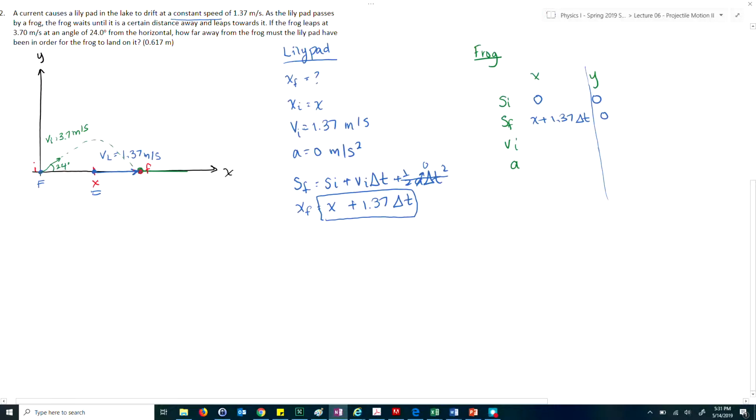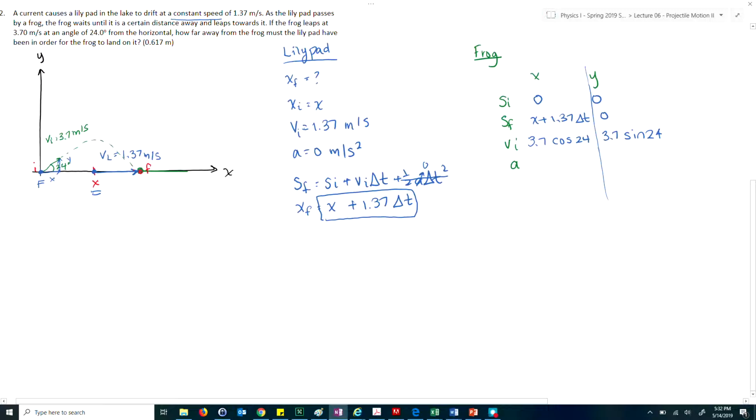So what about the initial velocity of the frog? We know it's 3.7 meters per second at an angle of 24 degrees above the horizontal. So we're going to have to decompose this vector into an x component and a y component. Notice the x component is the adjacent side to the 24 degrees, so we're going to use cos. So it would be 3.7 cos of 24 degrees. And the y component is the opposite side of the 24 degrees, so we're going to use sine. So it would be 3.7 sine of 24 degrees.